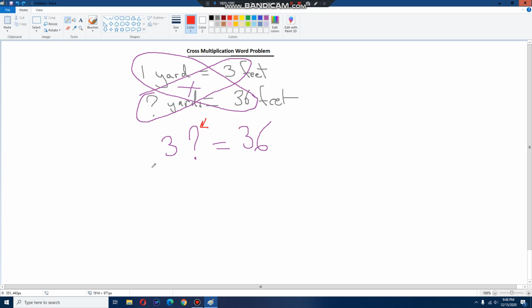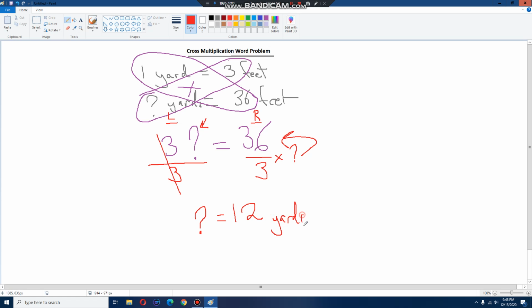How do you get rid of it? You simply divide the whole side, the left side, by 3. And whatever you divide on the left side, you do the same thing on the right side. You divide it by 3. Same number. And now you just do the division. 3 divided by 3 is equal to 1, or just question mark. And in this case, 36 divided by 3, or 3 times some number equals 36, and that answer is 12. So, final answer. There are 12 yards in 36 feet.